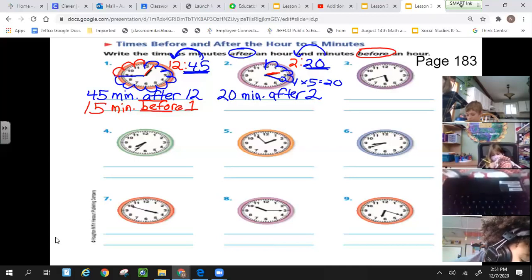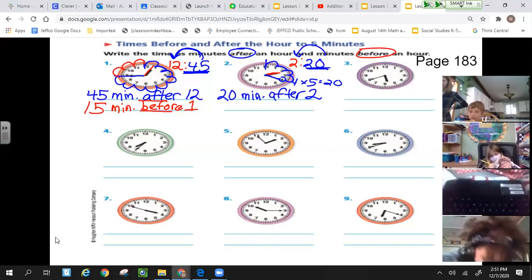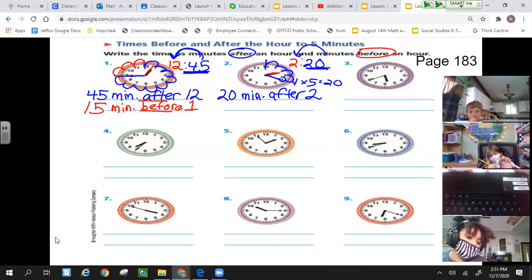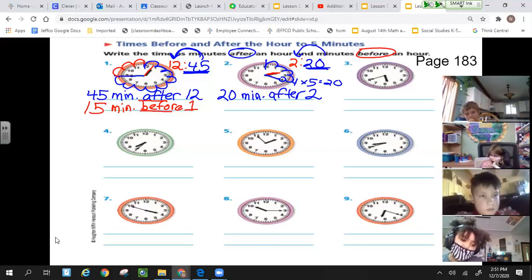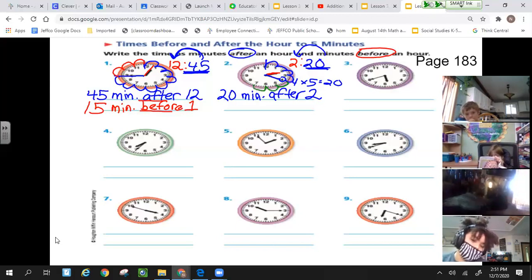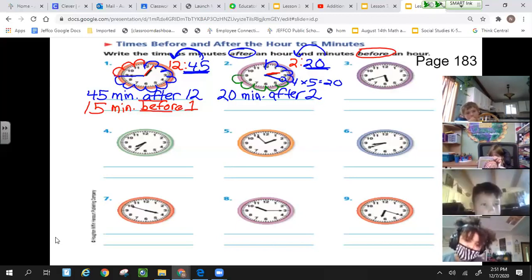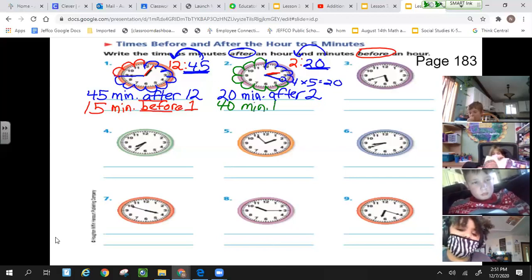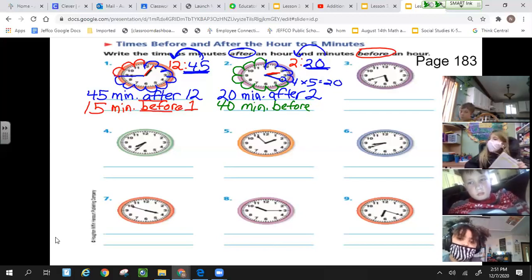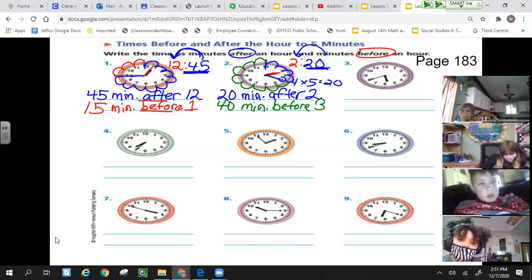So I'm going to count from the 4 all the way to the 12 and see how long it's going to be till it's 3 o'clock, the next hour. 5, 10, 15, 20, 25, 30, 35, 40. 40 minutes before, and not 2, the next hour. What comes after 2? 3. 40 minutes before 3 o'clock.